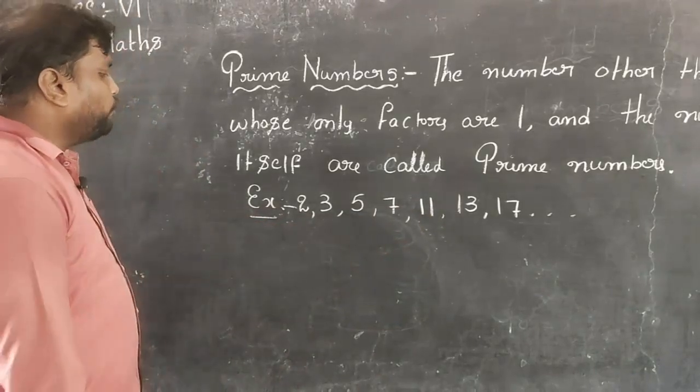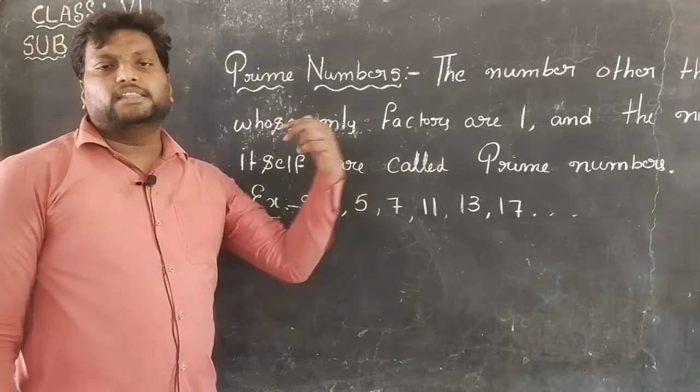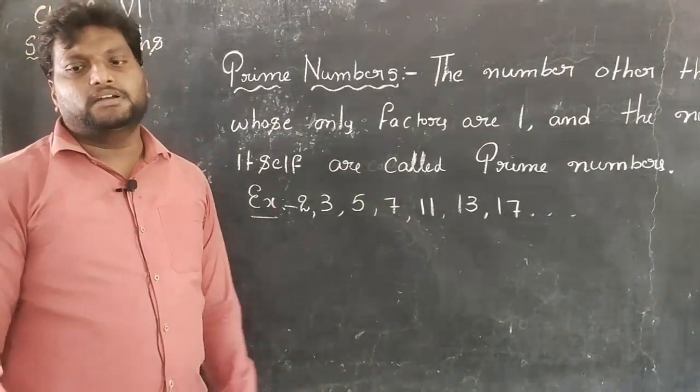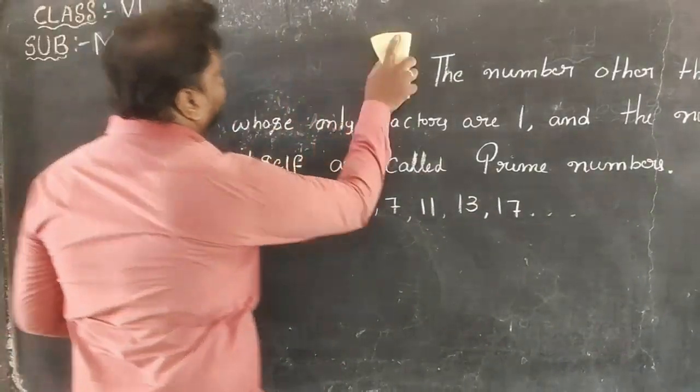In that, 2 is the smallest prime number. The biggest prime number we don't know; it is infinite. Okay, the smallest prime number is 2. Okay, for this, next, composite numbers.